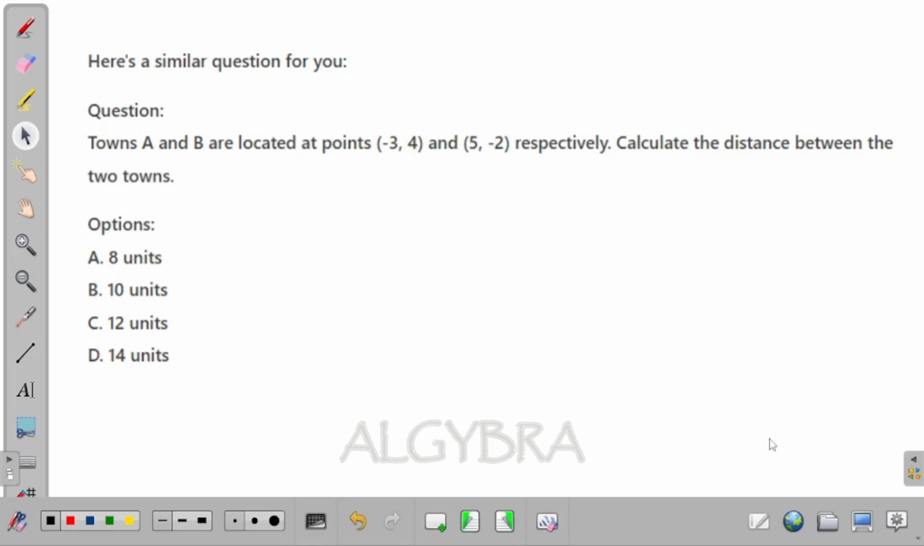So here's a similar question for you to solve. It says that towns A and B are located at points -3 on the x-axis and +4 on the y-axis, and +5 on the x-axis and -2 on the y-axis, respectively. Calculate the distance between the two towns, and the options here are A, 8 units, B, 10 units, C, 12 units, and D, 14 units.